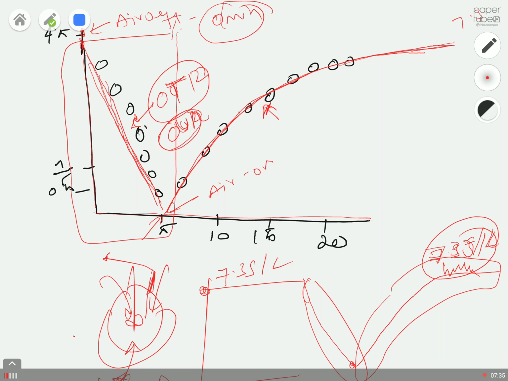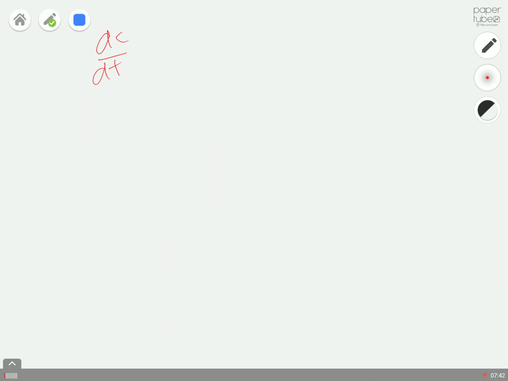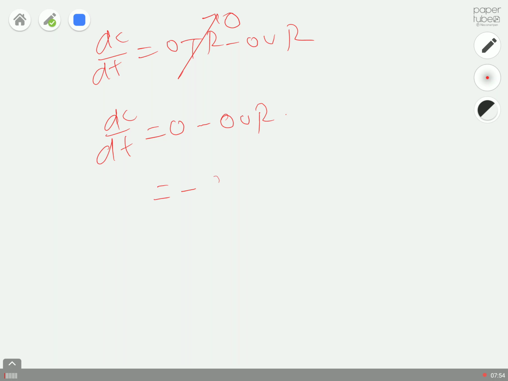So for the first part of your experiment, when you switch off your oxygen supply, your dC by dt will be equal to oxygen transfer rate minus oxygen utilization rate. The transfer part will become 0. So dC by dt will be equal to 0 minus OUR, that will be equal to minus QO2 X, or minus Q suffix O2 multiplied by X. So that's your oxygen utilization rate.